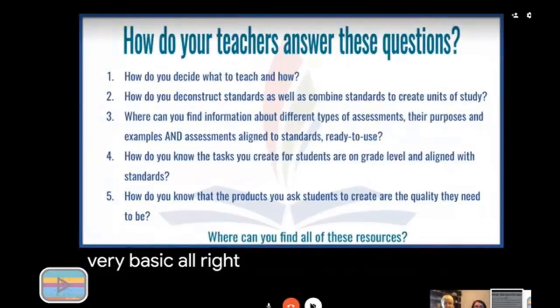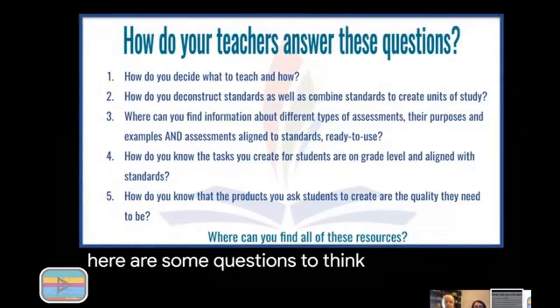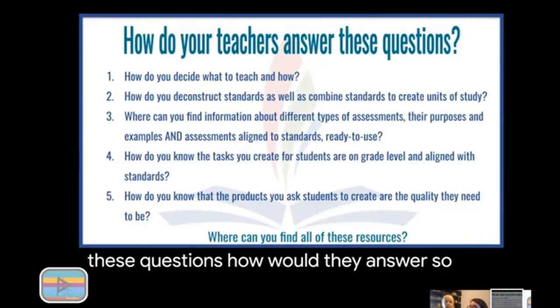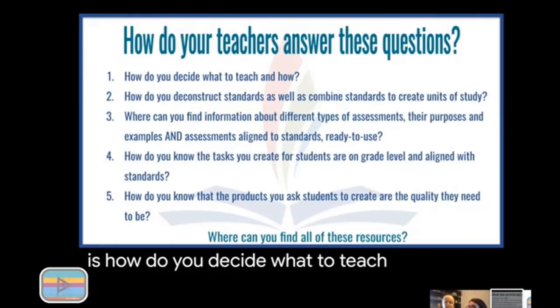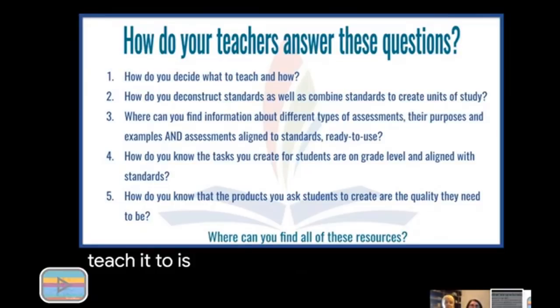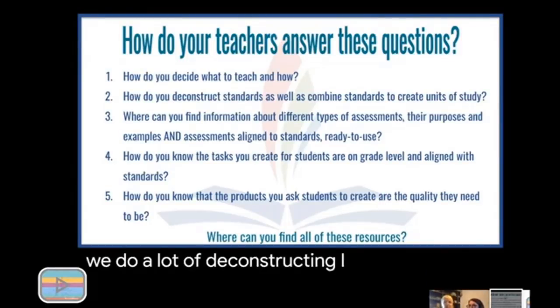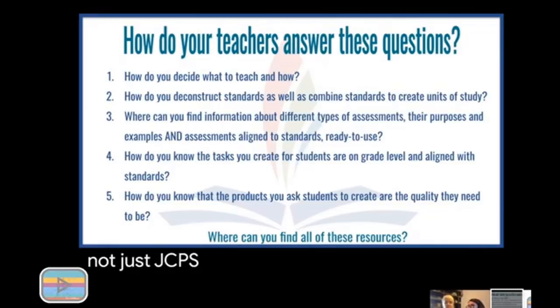All right. Let's go to the next slide. So here are some questions to think about. If I were to ask your teachers these questions, how would they answer? 1 is, how do you decide what to teach and how to teach it? 2 is, how do you deconstruct standards as well as combine standards to create units of study? And that's an important one. We do a lot of deconstructing, I think, but overall, and not just JCPS, but everywhere, we haven't spent as much time on combining those standards to plan really careful units of study. Sometimes, not all the time.